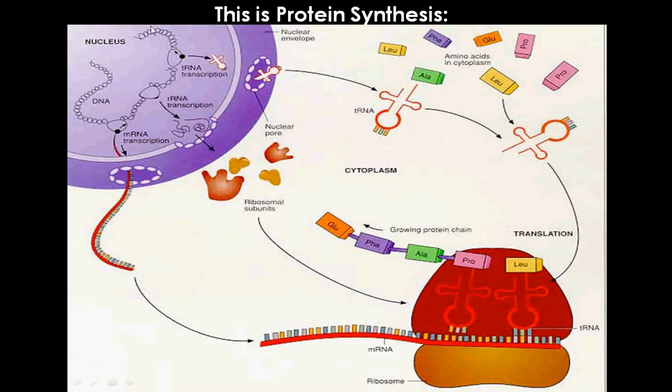Transcription is the process of taking a double strand of DNA and making a single strand of messenger RNA out of it. This takes place in the nucleus. The messenger RNA then travels out of the nucleus, where it is attached to a ribosome. The ribosome is broken into two subunits.